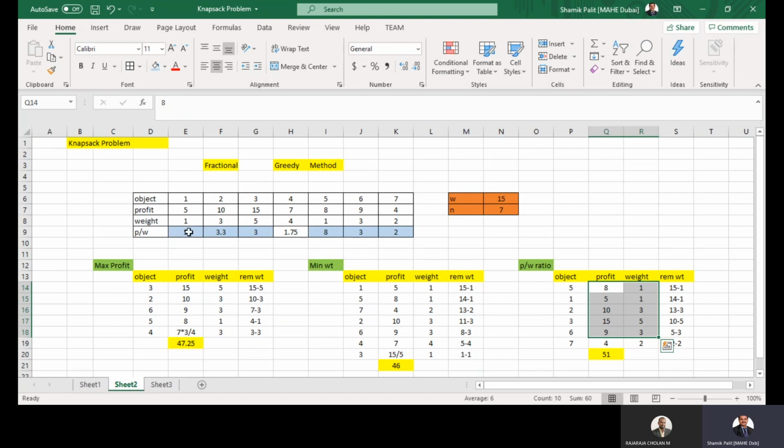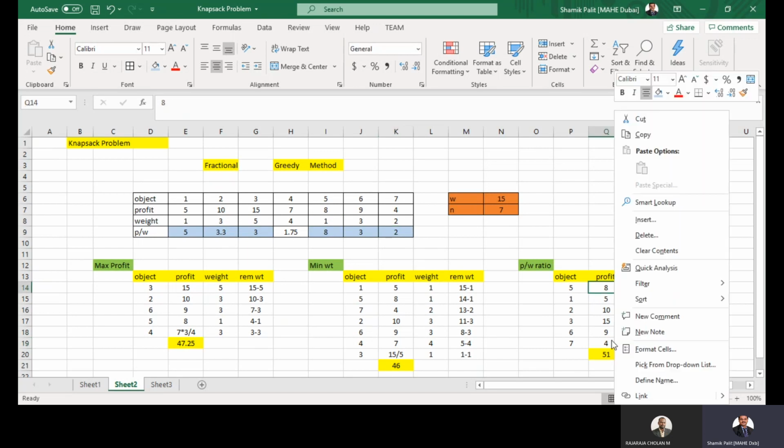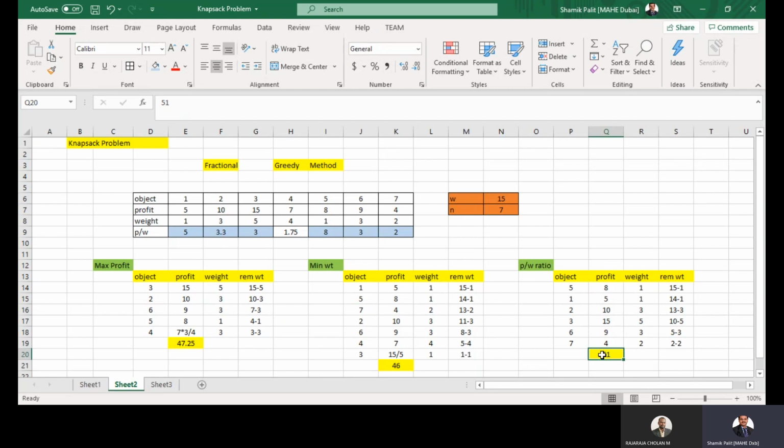So I have selected the maximum profit versus weight. The maximum profit versus weight was 8. So we have started with 8. After that, we have moved to 5, then 3.3, then 3, then 3, then we have moved to 2. But ultimately, we cannot consider this because my bag is already full. So if you add all those profits, ultimately your profit becomes 51. So among these 3, if you consider, this is the best strategy.